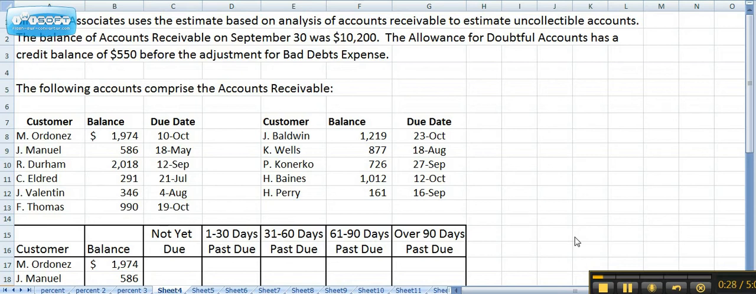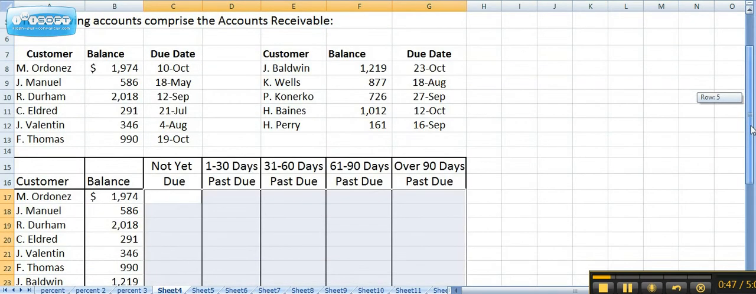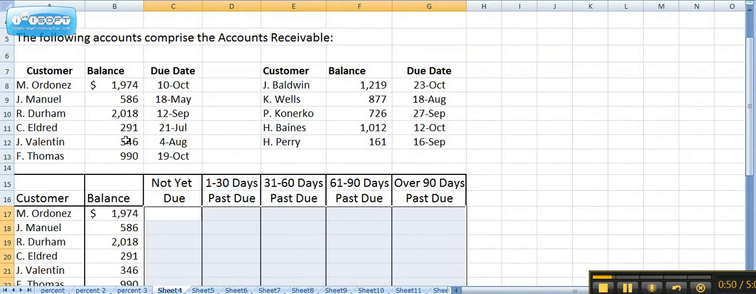So in the example I'm going to show you, we have a company, Siratka and Associates, and their year end is September 30th. They've got $10,200 in the accounts receivable, and their allowance for doubtful accounts has a credit balance of $550. And so here are the accounts that make up their accounts receivable. And so to do an aging schedule, we're going to take each customer's account and we're going to place it on an aging schedule based on its due date.